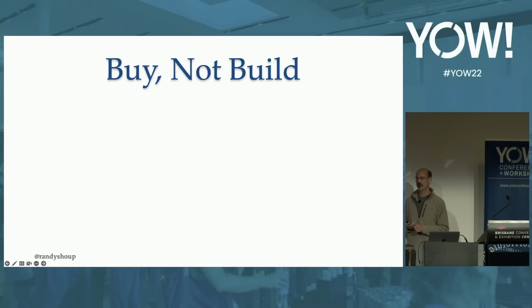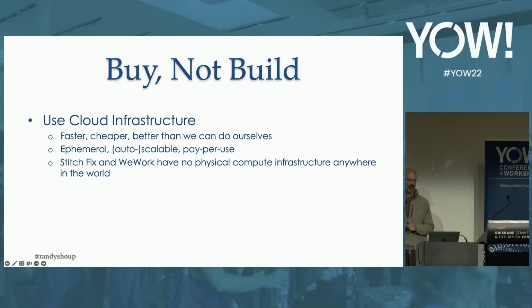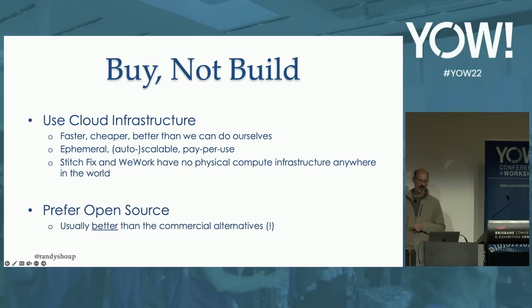So other things that I think are appropriate at this scale of architecture include really prioritizing buying stuff and taking from other people's software rather than building it ourselves. So we want to make sure that we're prioritizing leveraging a bunch of cloud infrastructure, which of course would be a lot faster, a lot cheaper, a lot better than we've been able to do ourselves. And then, the companies that are like this, StitchFix and WeWork in my example, have no physical compute infrastructure anywhere in the world, so just completely in the cloud.